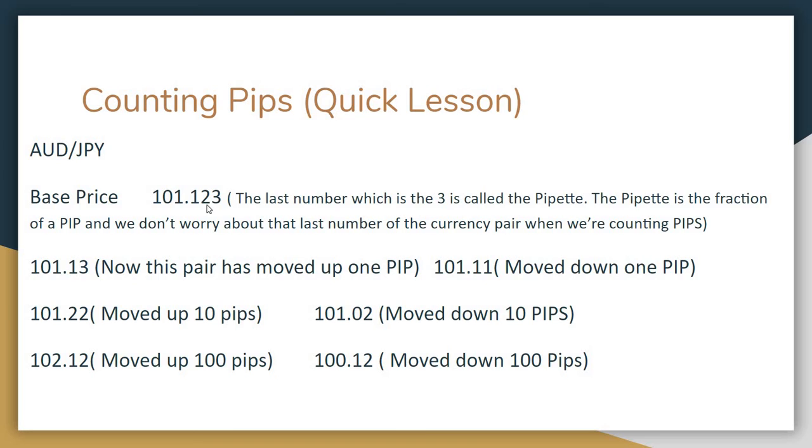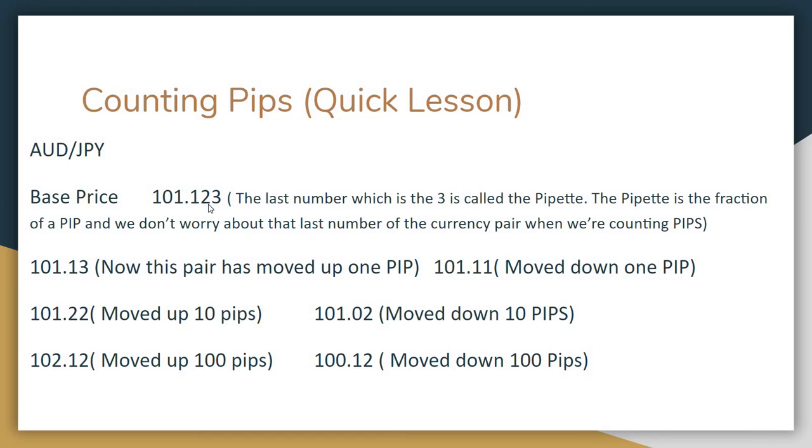Again, we have our ones place. This 2 right here is our ones place. This 1 right here is our tens place. And this 1 right here is our hundreds place. If we want to move up 1 pip, let's go back to your ones place. In order to move up 1 pip, this 2 either has to go up to a 3, a 4, a 5, a 6, a 7, or an 8. That means it's moved up 1 pip.